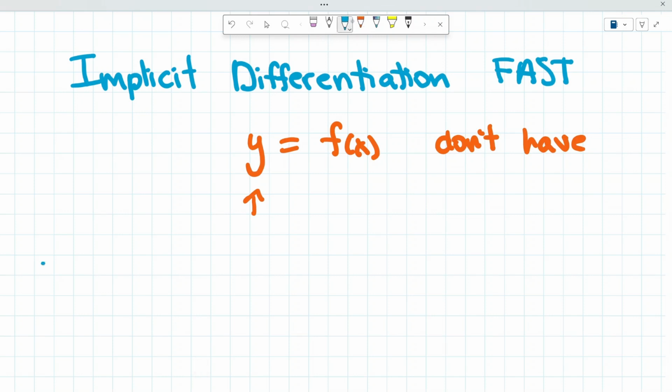So let's just look at a quick example here. What if we have 5x squared plus y cubed equals 1. In this case, we don't have y isolated on one side of the equation, so we're going to have to use implicit differentiation. Technically, you could go about and do the algebraic manipulation first for this one, but for the purpose of this example, I'm going to show you how to use implicit differentiation directly to this equation.